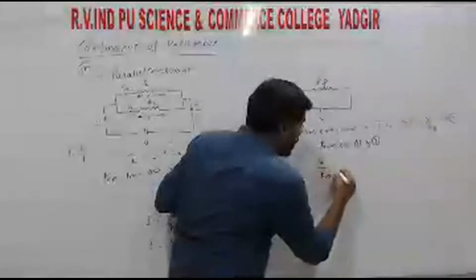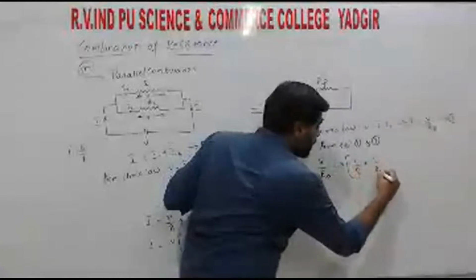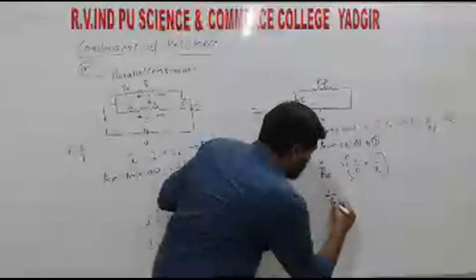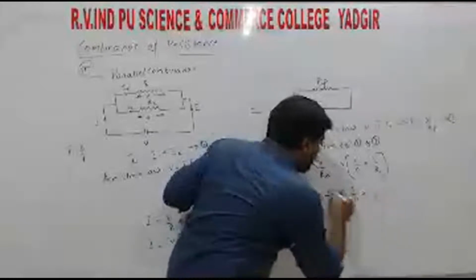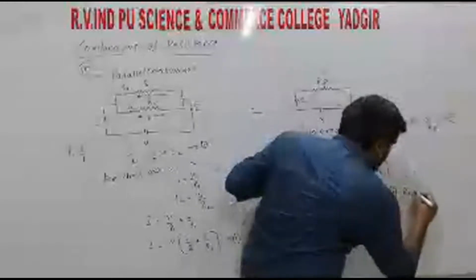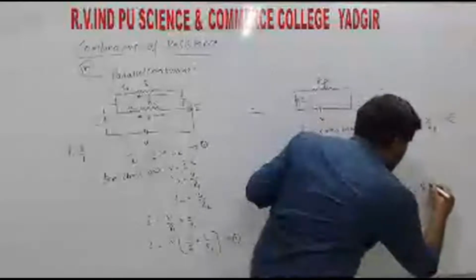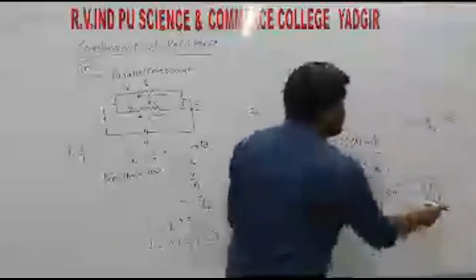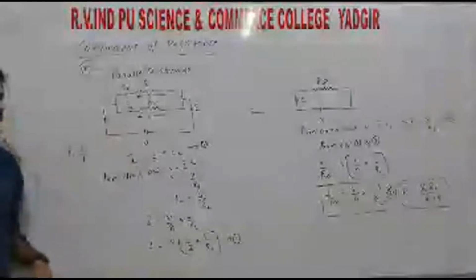That is V divided by Rp, that is equals to V into 1 by R1 plus 1 by R2, right? So voltage gets cancelled, we get the final relation 1 by Rp is equals to 1 by R1 plus 1 by R2. Or we can write this one Rp is equals to, by taking LCM of R1 and R2, we get R1 R2 divided by R1 plus R2. This is when two resistors are connected in parallel, right?